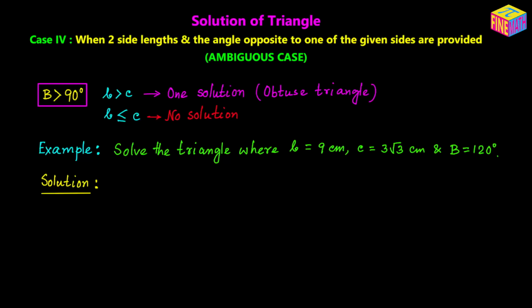Hi everyone. In this video we are going to solve another example from the ambiguous case, and here in this example we have taken the angle B as an obtuse angle greater than 90 degrees. From the theory video we have seen that when B is an obtuse angle, a solution is possible only when the side length b is greater than side length c.